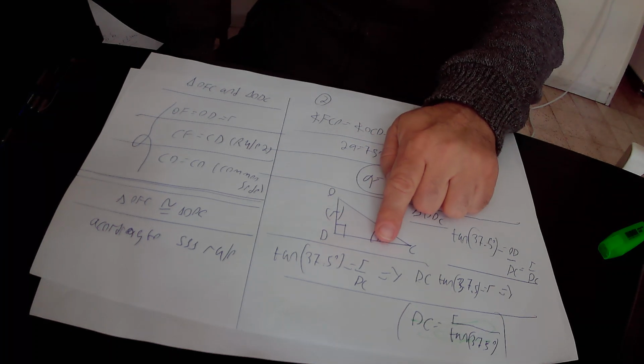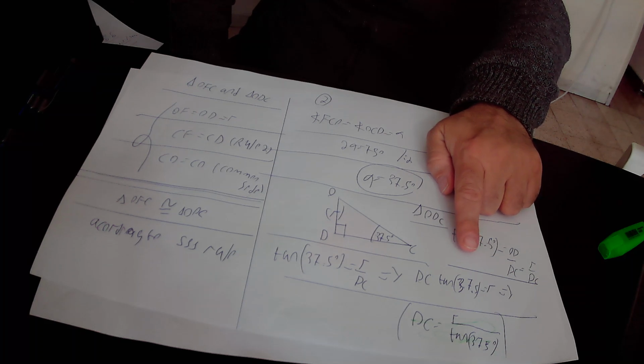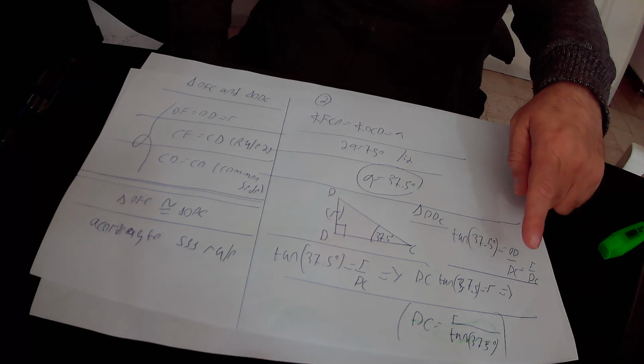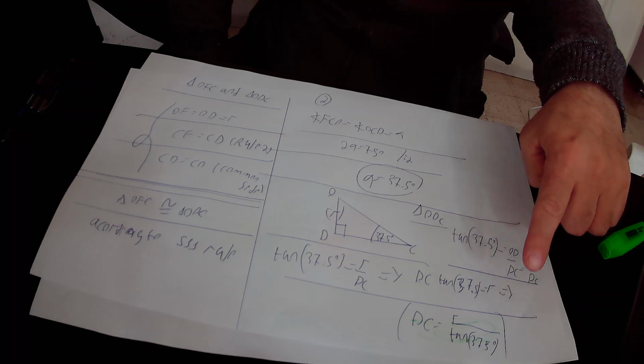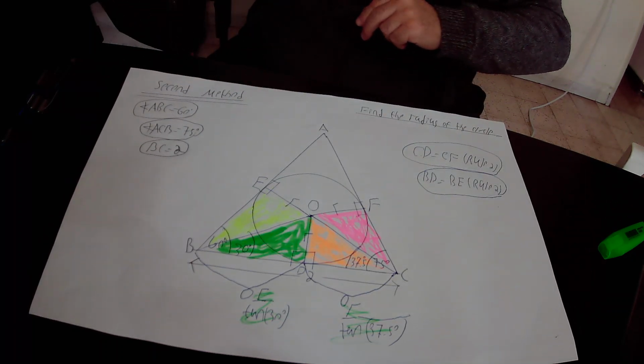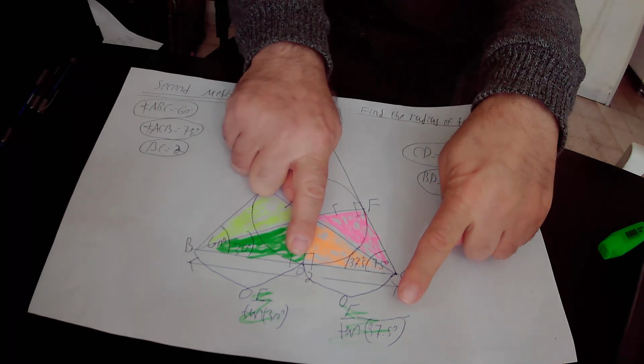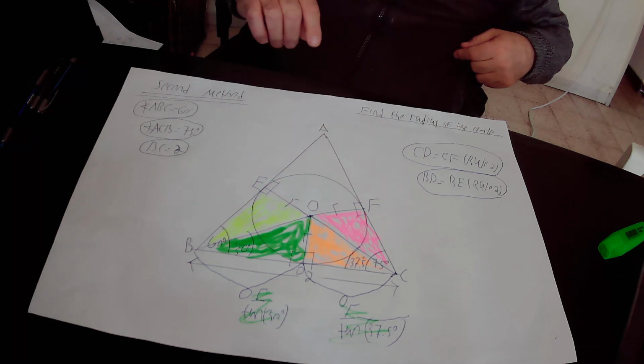We multiply this equation by DC and found out that R equals DC times tan 37.5 degrees. We divided this equation by tan 37.5 degrees and finally found out that DC equals R over tan 37.5 degrees. Let's check again. We found out that DC equals R over tan 37.5 degrees.